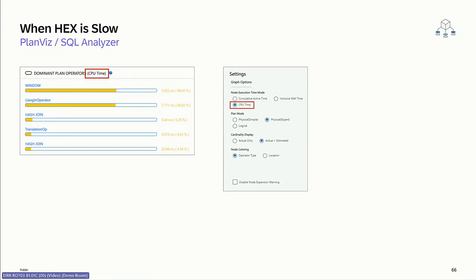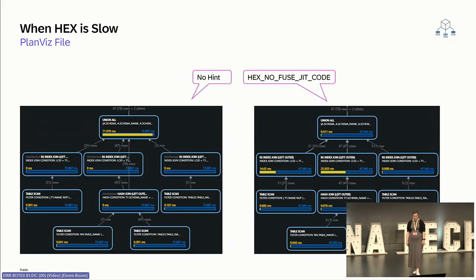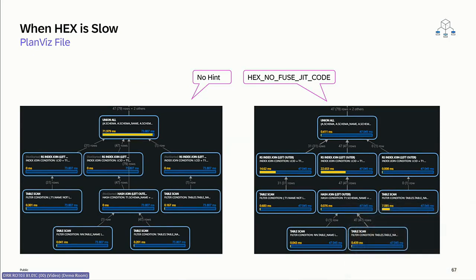And I just want to note as well that it's important when you're looking at the planvis in the SQL analyzer that you ensure that you're looking at the CPU time for HANA. This is, I believe, the current default. If this is not set, then you can set it in settings. It's important because if you don't set the CPU time, then you can't really trust this dominant plan operator. And this is a great tool to simply jump to the most expensive node to see where the time is spent.